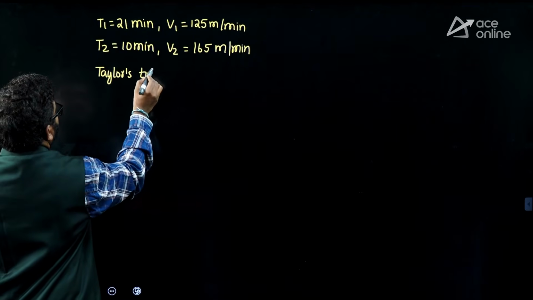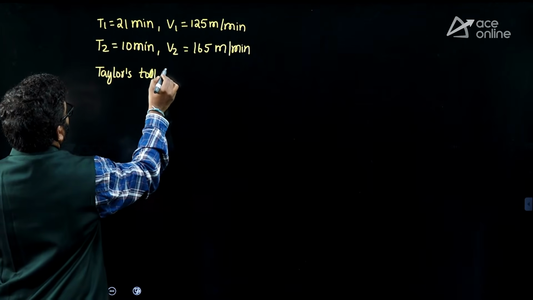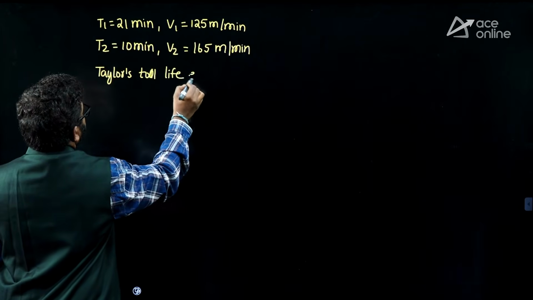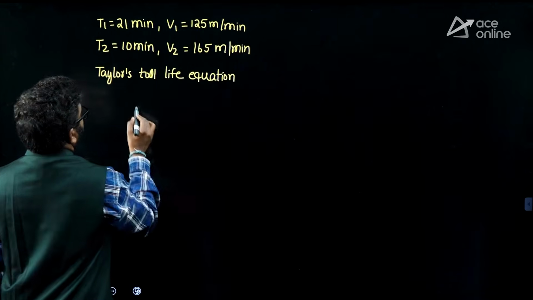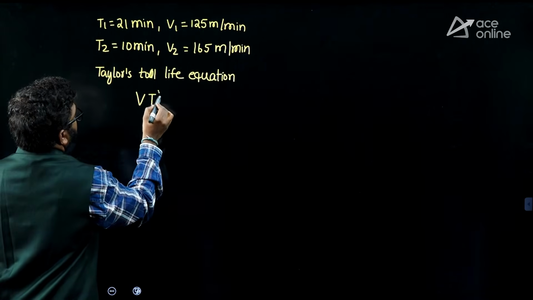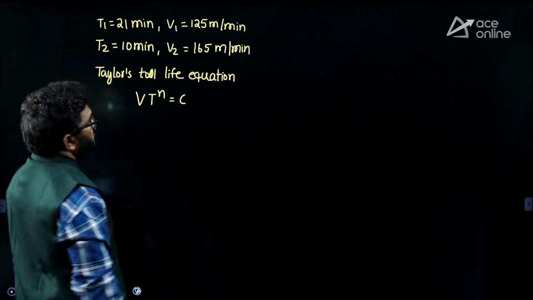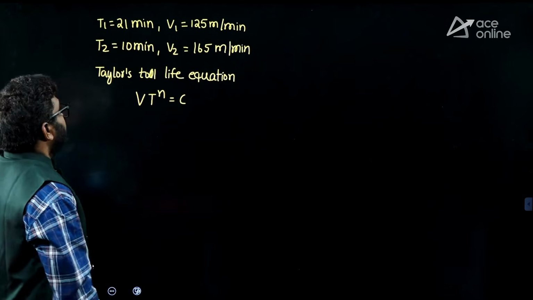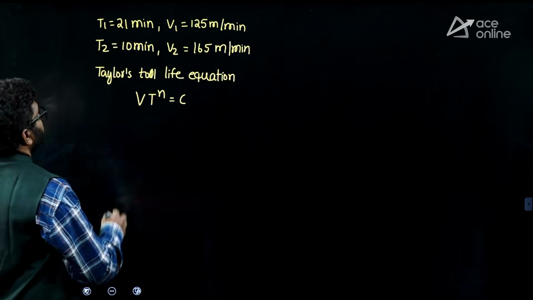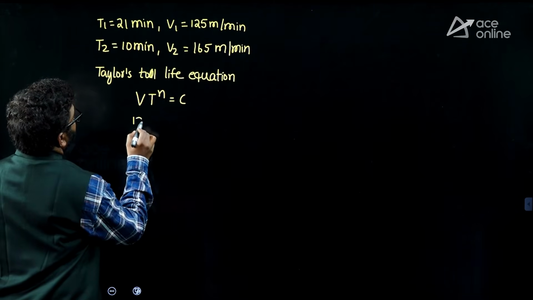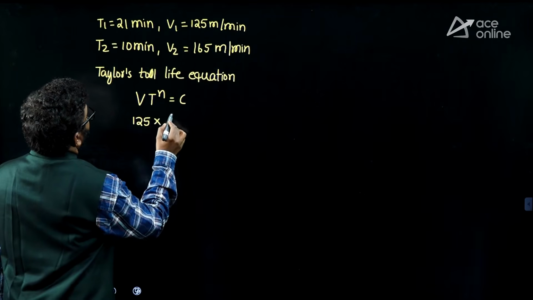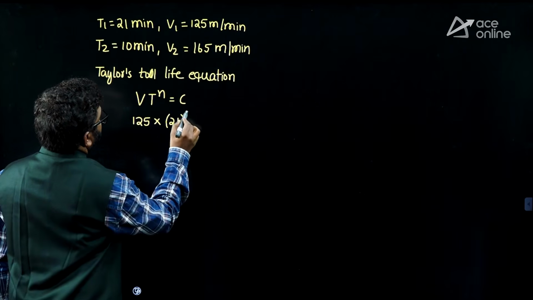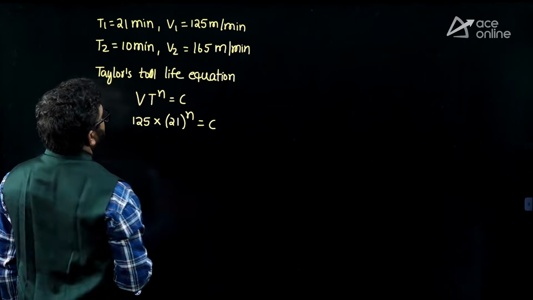Taylor's tool life equation, that is V t^n equals constant. Right? V t^n equals constant. Now see here, V is 125 into 21 power n is equal to constant.